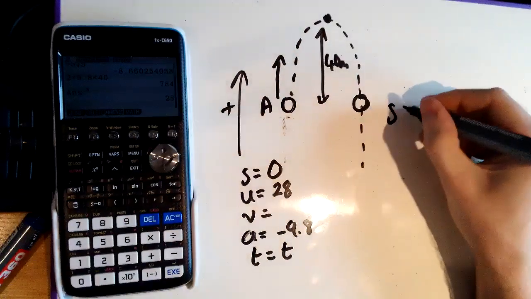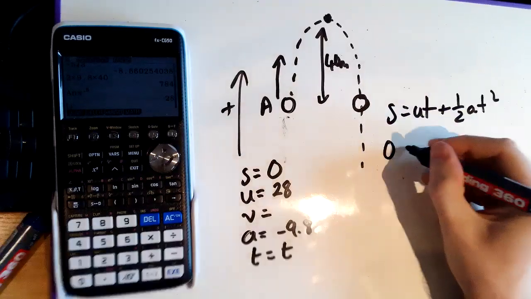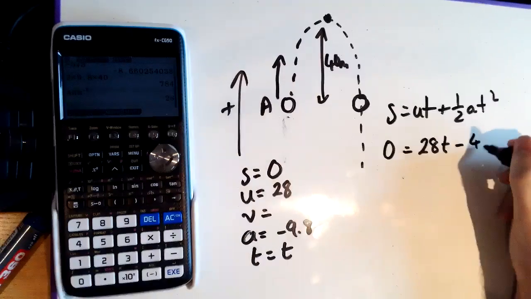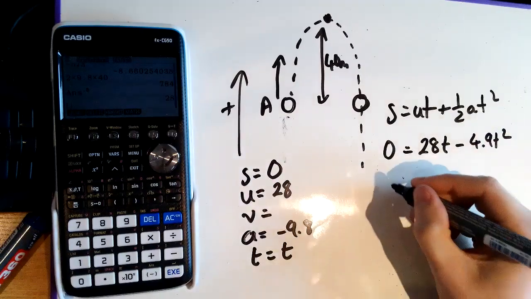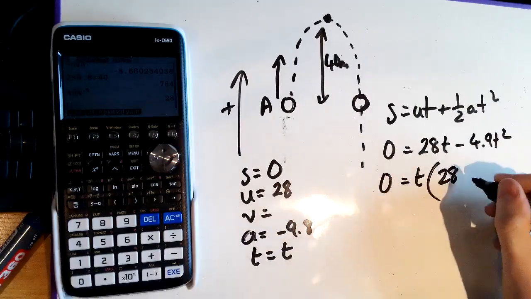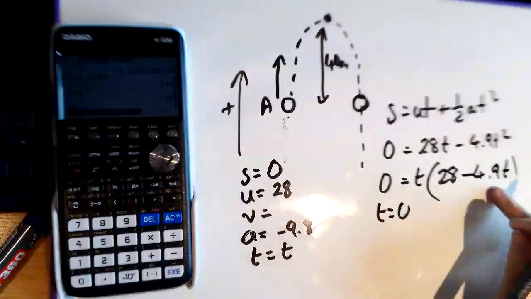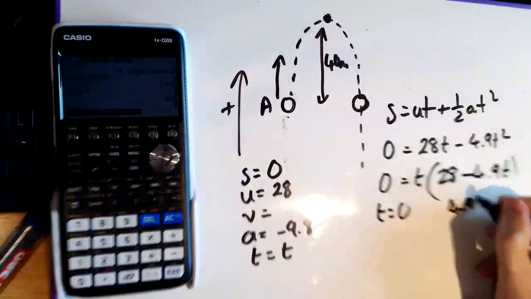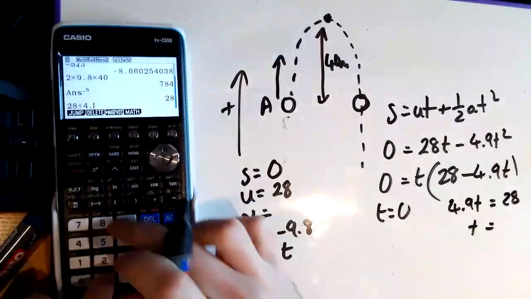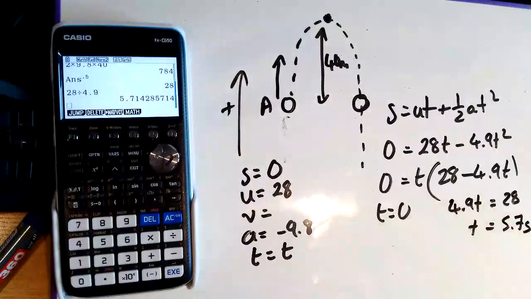So that's S equals UT plus half AT squared. So 0 equals 28T minus a half times, that's 4.9, T squared. So what we get is we factorize out T, we get T is 0, or we can solve this and get 4.9T is 28. So T is 28 divided by 4.9, 5.7 seconds to two significant figures.